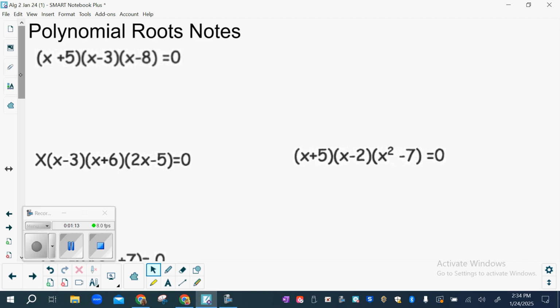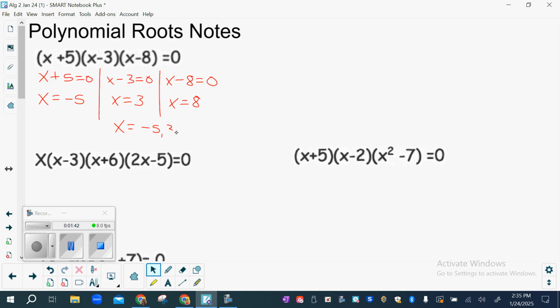Yeah, so we're going to use the zero product property. We're going to take x plus 5, set it equal to 0. X minus 3, set it equal to 0. X minus 8, set it equal to 0. So we're going to get x equals what? -5. X equals 3. And x equals 8. So our answers are -5, 3, and 8. So we want to put them all together.